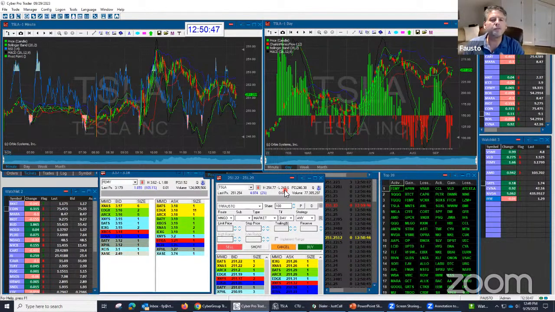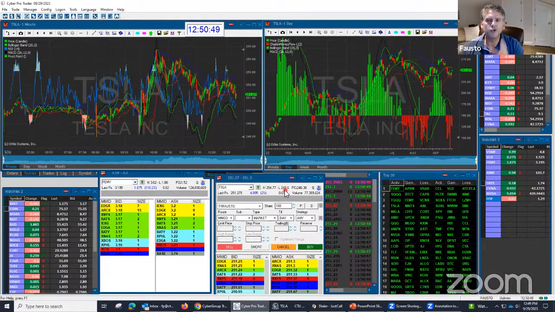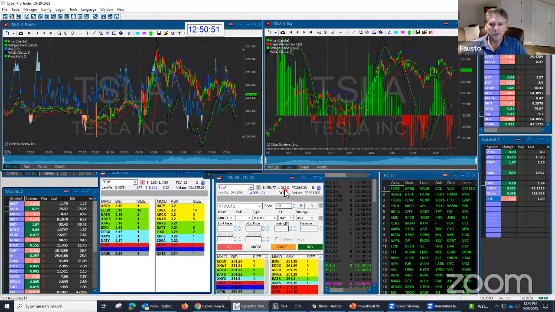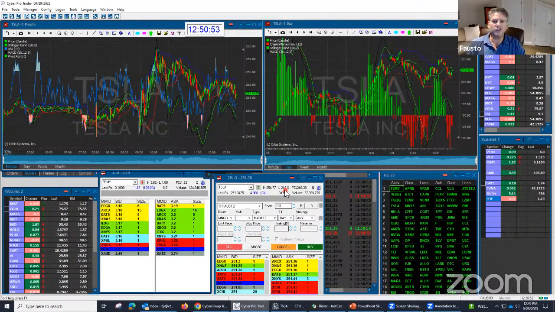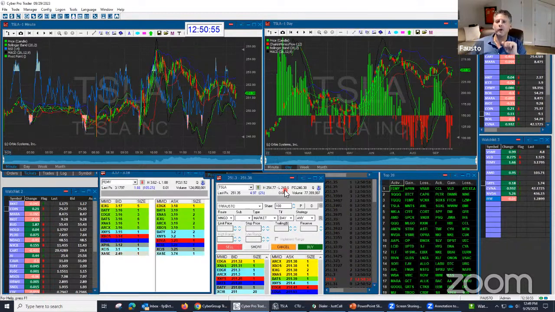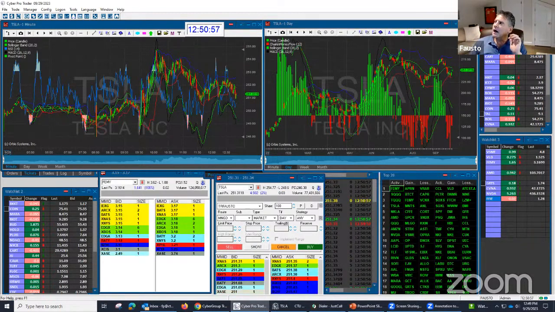This is why people lose money, okay? You don't have a game plan. You're putting all these bells and whistles up there and you're trading blind. Okay, I'm going to tell you where it is, okay?